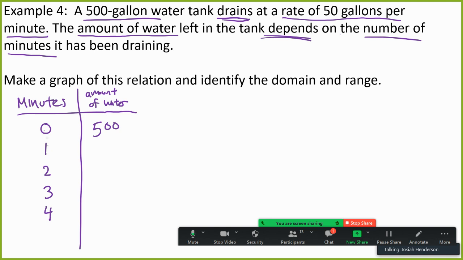So after it's been draining for 1 minute, it's lost 50 gallons. So it's at 450. 2 minutes, it's lost another 50. Remember, it's draining, so it's losing 50 every minute. 400. And it goes down by 50 again. 350. And then 300. And we'll do a few more here. Let's do 5 and 6.